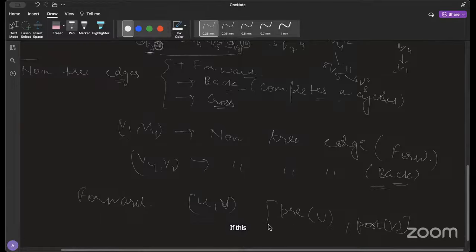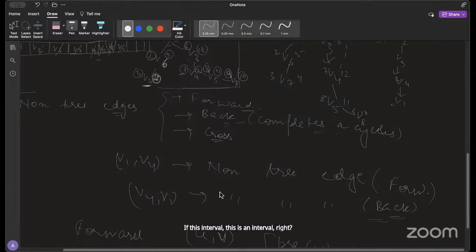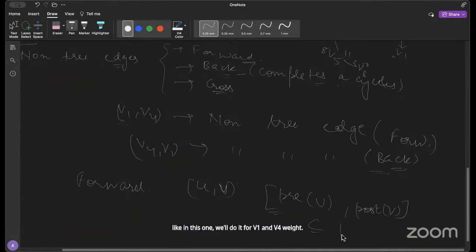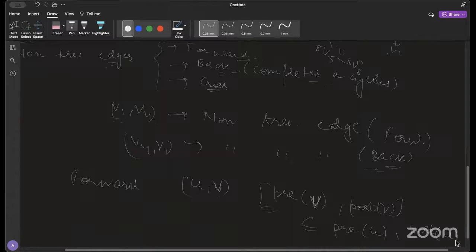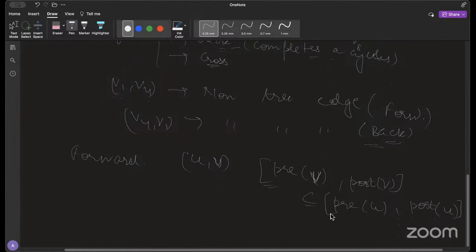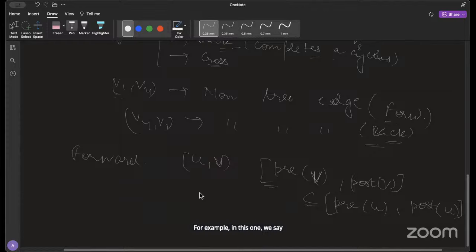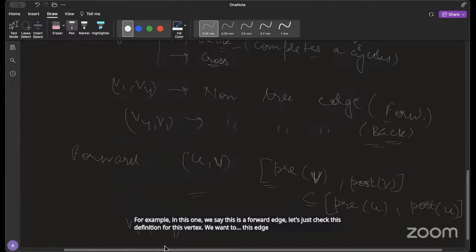form an interval, right? Like in this one, we'll do it for V1 and V4. If this interval is contained in the pre-post number for U, then it's a forward edge. For example, in this one, we say this is a forward edge. Let's check this definition for this edge, V1 to V4, right?